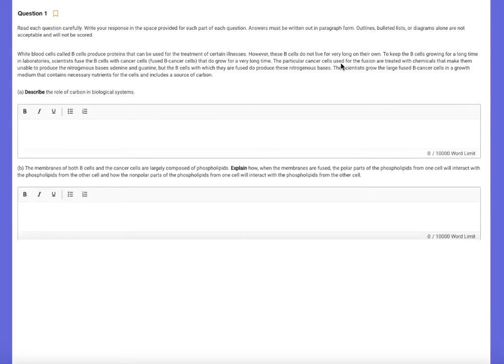The particular cancer cells used for the fusion are treated with chemicals that make them unable to produce the nitrogenous bases adenine and guanine, but the B cells with which they are fused do produce these nitrogenous bases. The scientists grow the large fused B cancer cells in a growth medium that contains necessary nutrients for the cells and includes a source of carbon.